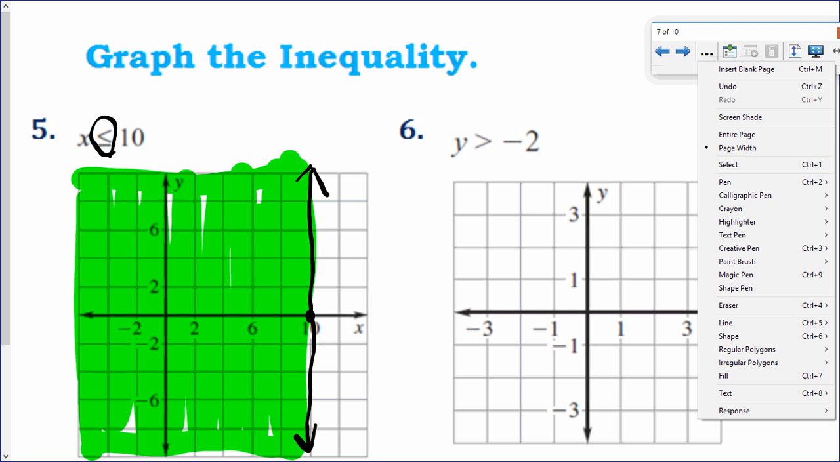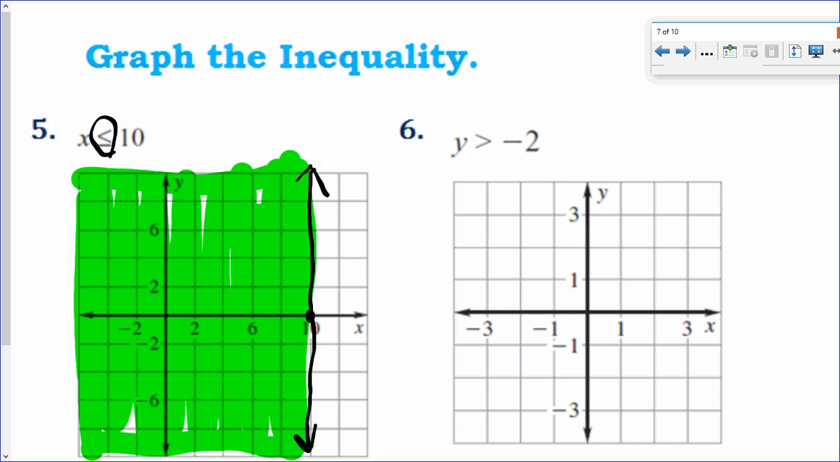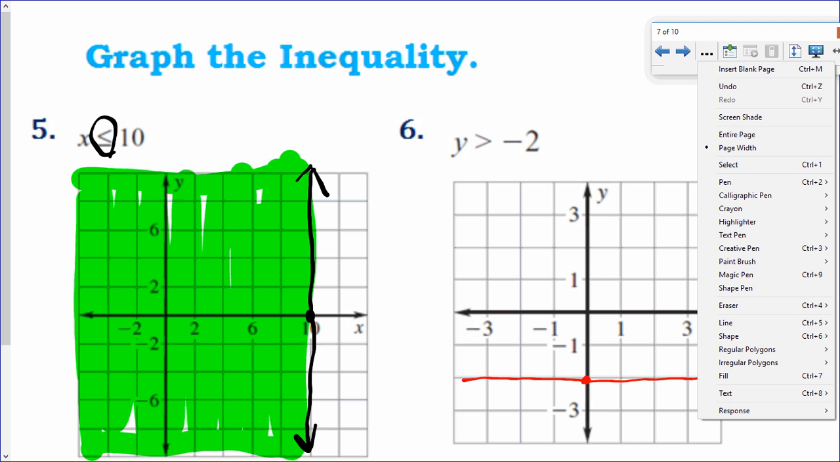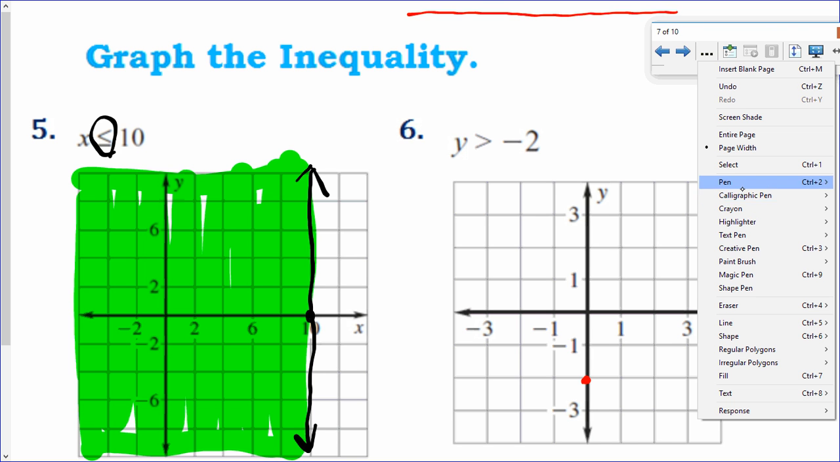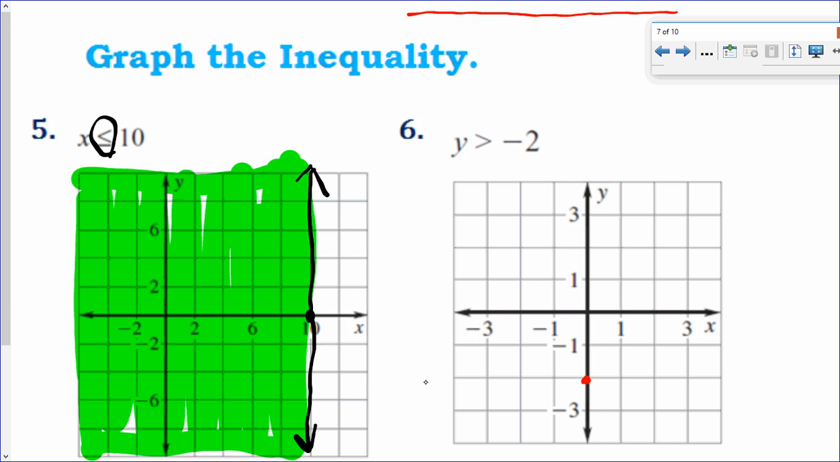On the other side, let's try a different color. I've got y is greater than negative 2, so I'm going to go down to negative 2. All of my y's are going to be negative 2, so it's going to make this nice line like this. Oops, what did I just do? I have to change the quality of my line. This is just a regular greater than symbol. So instead of using a solid line, I have to use the dotted line or the dash line. So right through here like this, I put an arrow on either side.